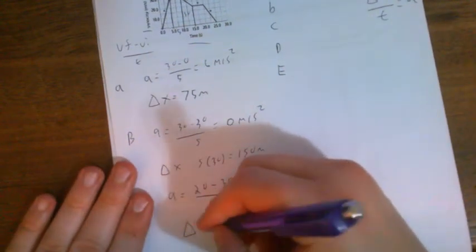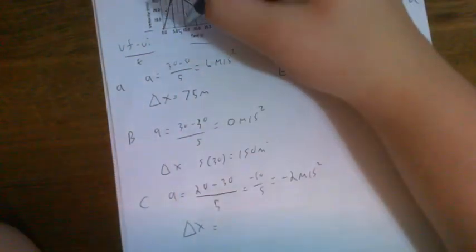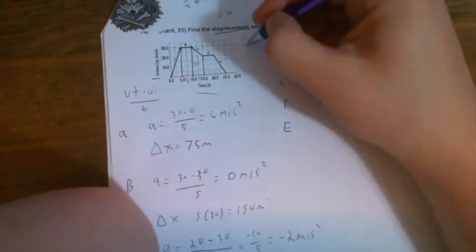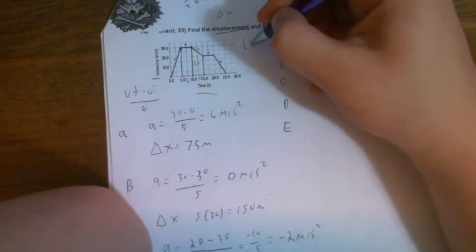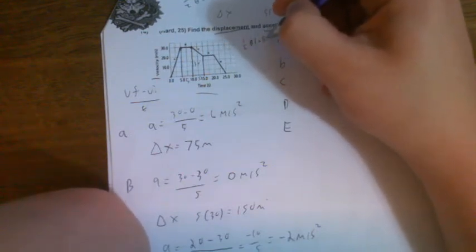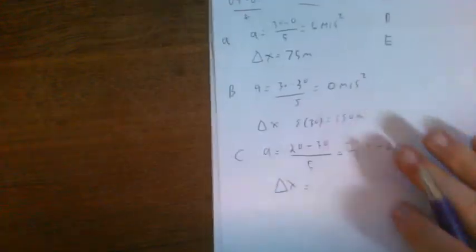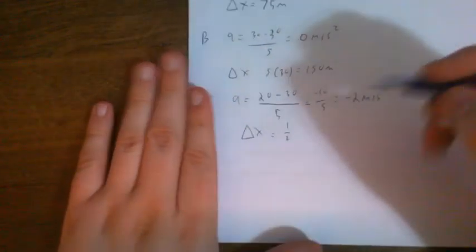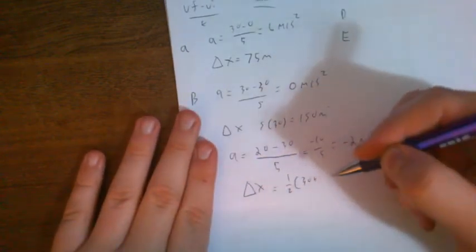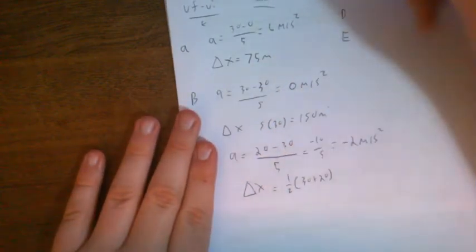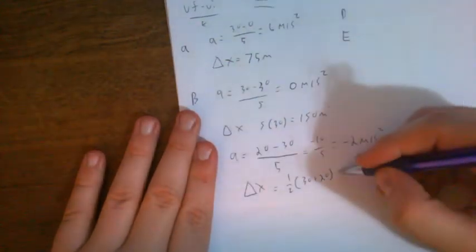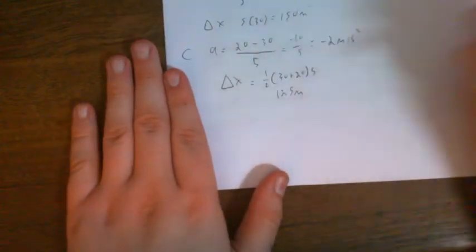And then our delta X here is going to be, 5 seconds. This looks like a trapezoid to me. So a trapezoid is 1/2 base 1 plus base 2 times height. So here is 30, here's 20, B1 and B2. So that's 1/2 of 30 plus 20 times the height, which is going to be 5. So that's half of 50 times 5, which is 25. 25 times 5 is 125 meters.